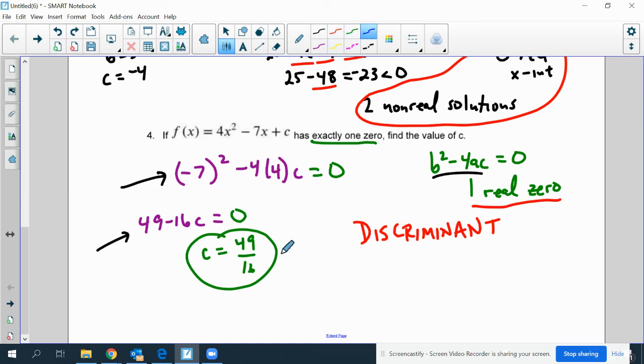The other thing that was an issue is -7 squared is not -49, and that was a common issue that people had. -7 squared is +49. So the answer would be 49 over 16.